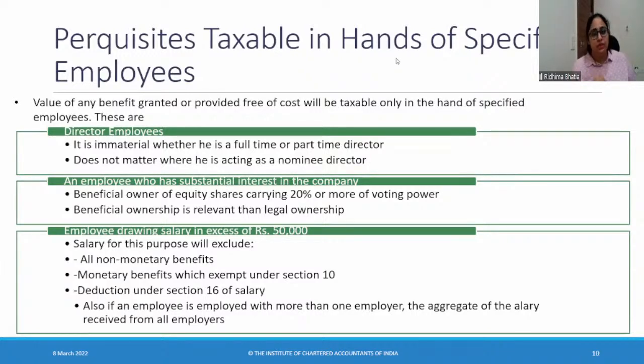But deductions have to be considered. After deduction of... sorry, deductions do not have to be considered. Just the part which we have done before today's class. Everything is inclusive. If it's more than 50,000, you are a specified employee. So: directors, employees with substantial interest, and any employee having gross salary of 50,000 or more.